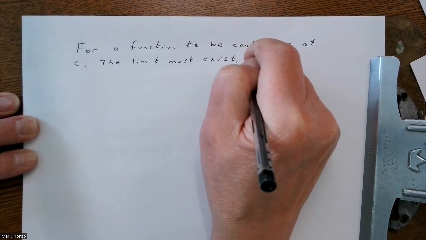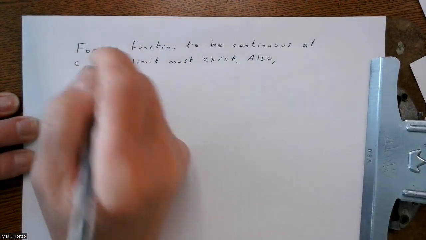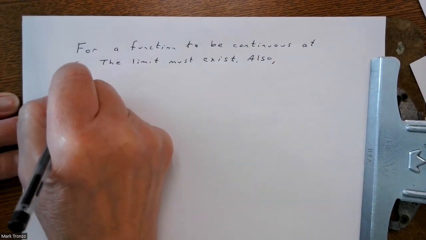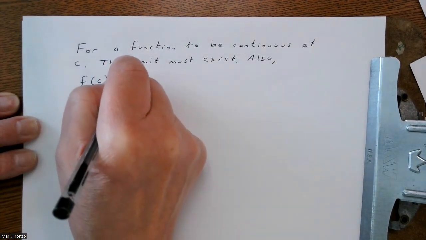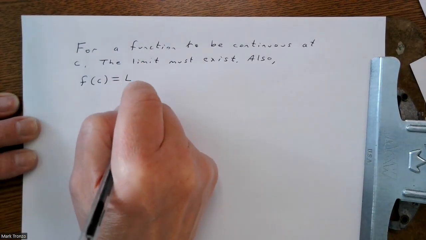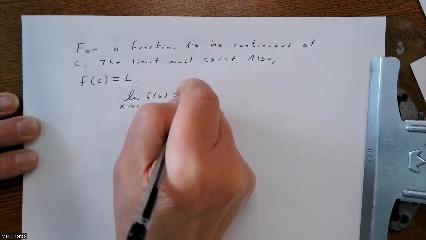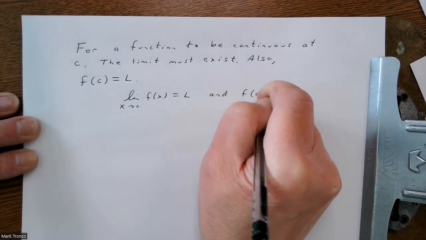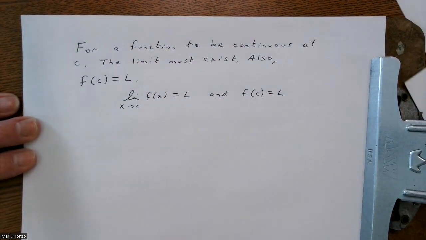and also you could say it like this, F at C has to be equal to that limit. So what I mean to say is the limit as x approaches C of our function is L, and F of C has to be equal to L, like that. So it's kind of what I'm saying.